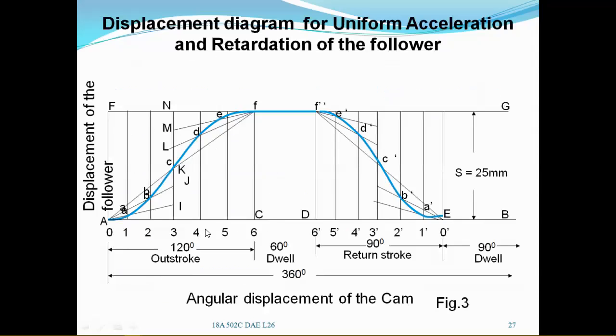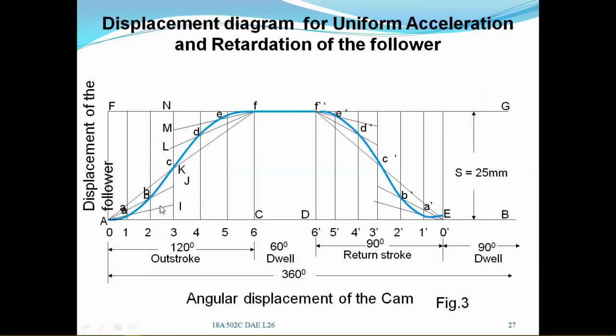And here is the displacement diagram for both cases. So 0 to 6 is the outstroke, this is the dwell period 1, this is the return stroke, and this is the dwell period 2. Same as in the previous explanation, this will be the displacement diagram. That means draw vertical projectors or vertical lines and divide the stroke into the same number of parts as divided in the outstroke and return stroke.